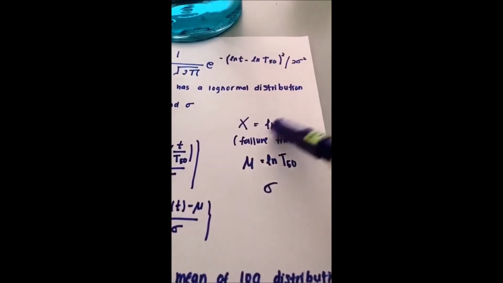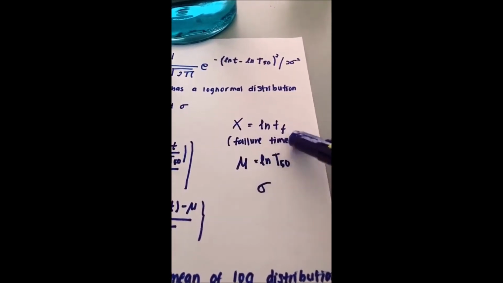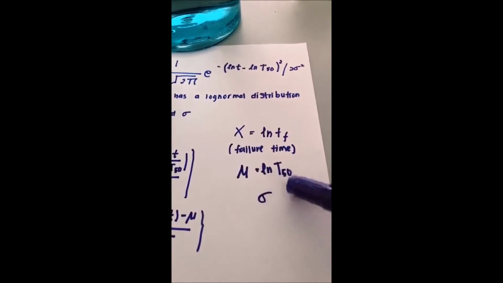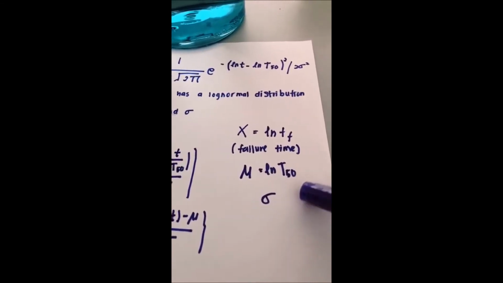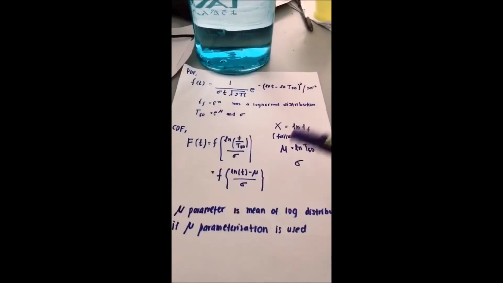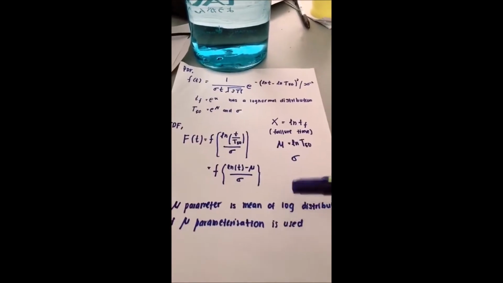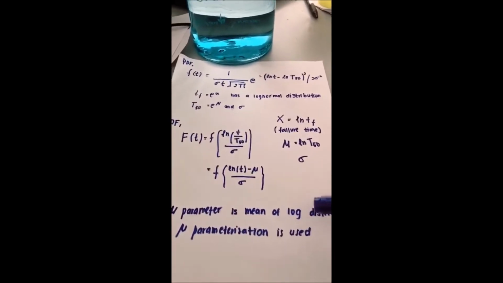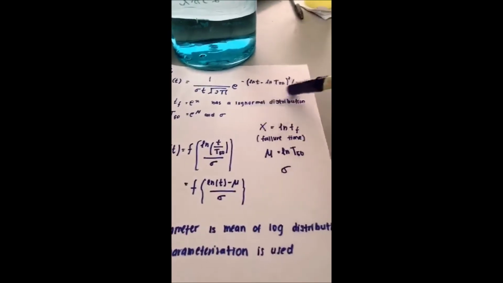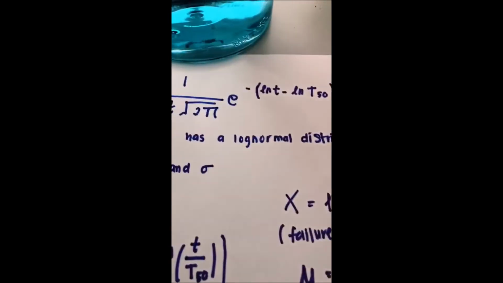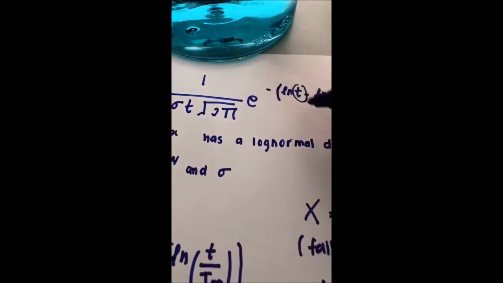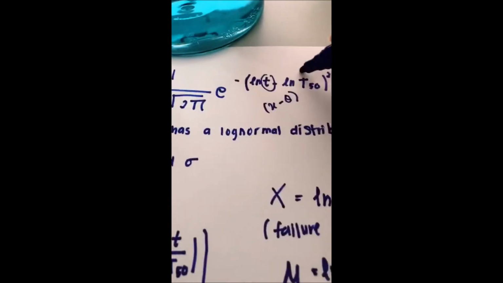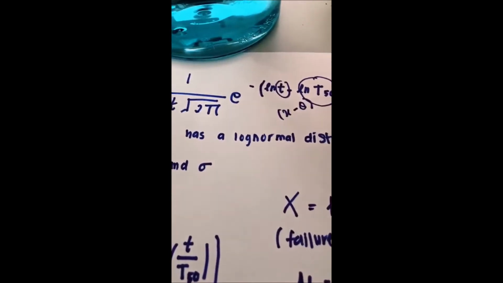So the population of the failure time x equal to ln TF, where TF is a failure time, is normal with the mean mu equal to ln T50 and the standard deviation sigma. The new parameter is the mean of the log distribution if the new parameterization is used. So the log-normal PDF is this one. From here we can see that the t is actually referred to the x minus delta and the ln T50 is actually mu.